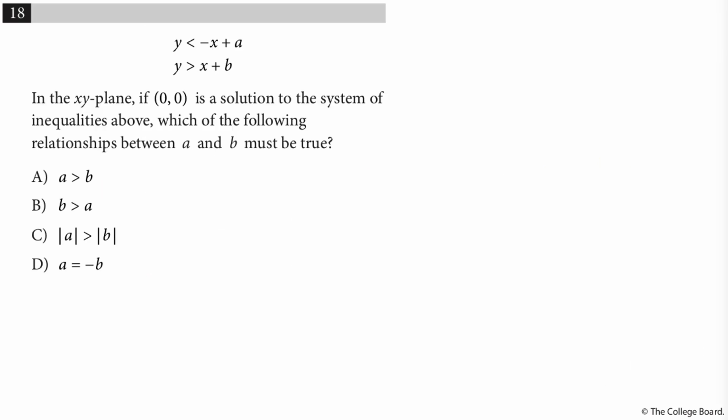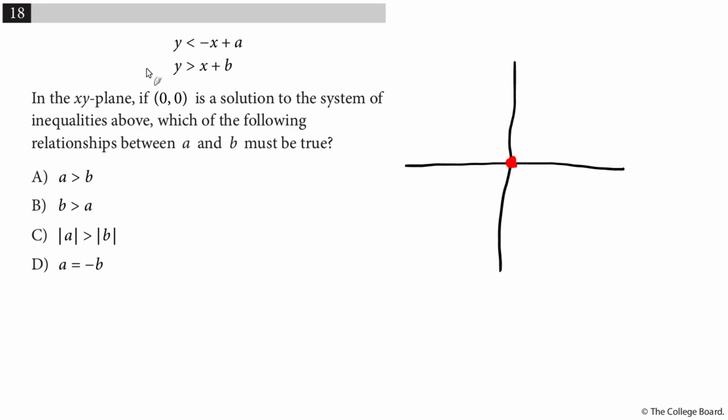Okay, give this problem a shot. All right, so we have a system of inequalities, and it says in the xy plane, if (0, 0) is a solution to the system of inequalities above, which of the following relationships between A and B must be true? All right, this is quite a problem. So let me set this up. We have an axis. We know that (0, 0) is in my solution.